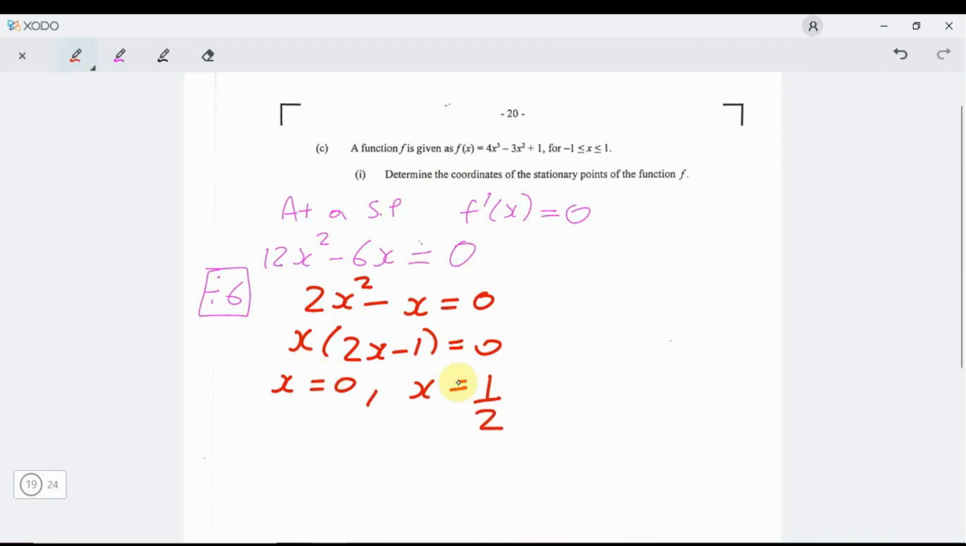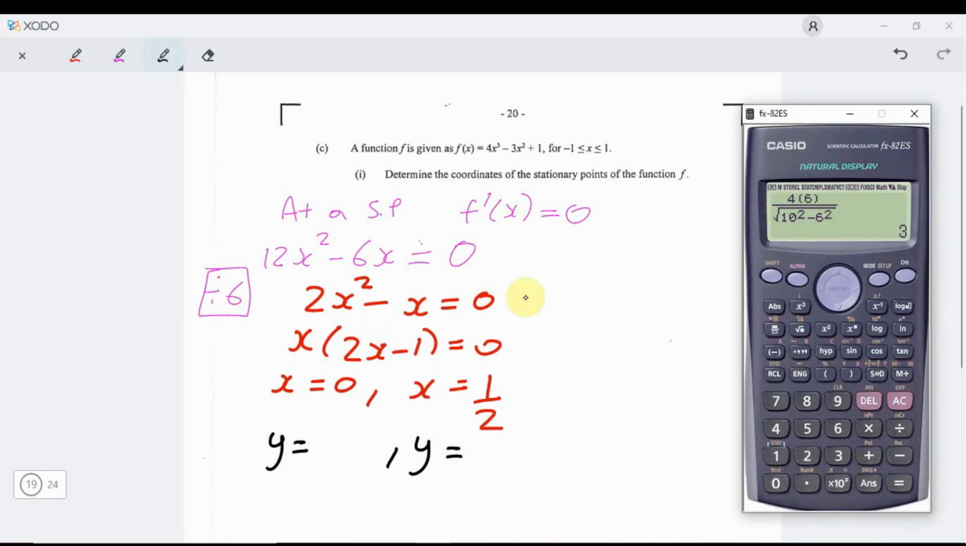So we get the two x values at the stationary points, but now we need the y values. To get the y values, you plug it into the original equation. So this is now 4 times that in the original equation. Well, when you put in the 0, that's clearly 1.